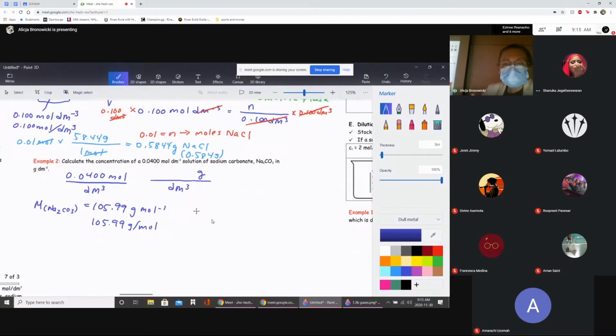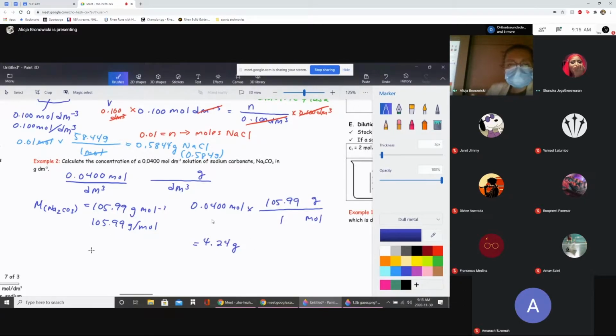So I have 0.0400 mole times 105.99 grams per 1 mole, which is equal to 4.24 grams.